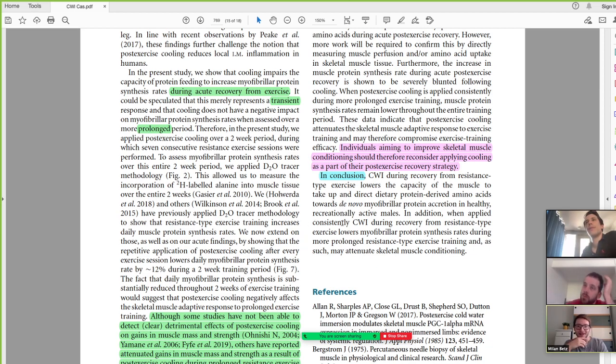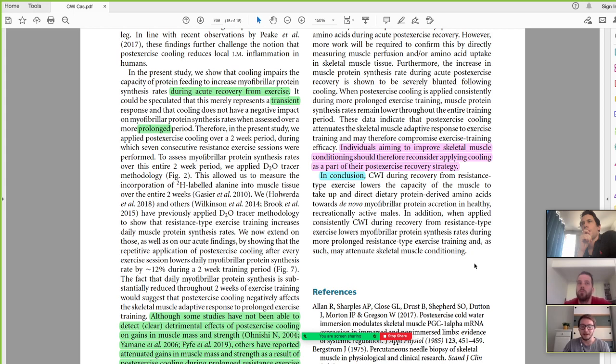Yeah, I just wanted to say, I think you end that paragraph quite nicely, saying that, okay, we still want to look at this, but in the end we see pretty clear effects. So if you want optimal muscle conditioning with training, you should probably reconsider cooling, or at least regular cooling during training. Okay, so in the end, conclusion, pretty clear.